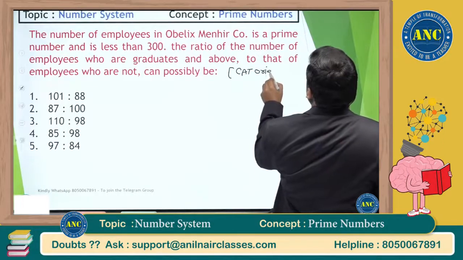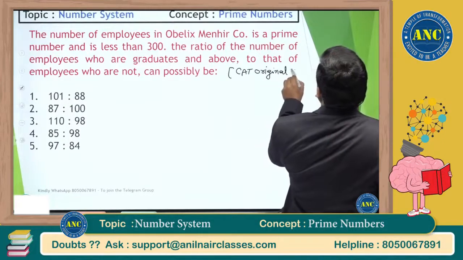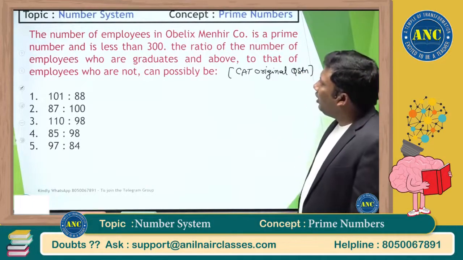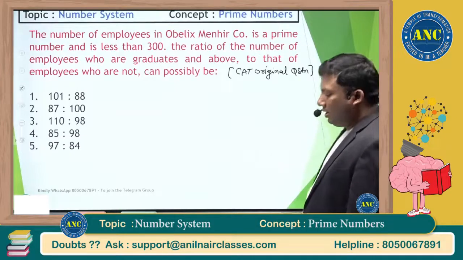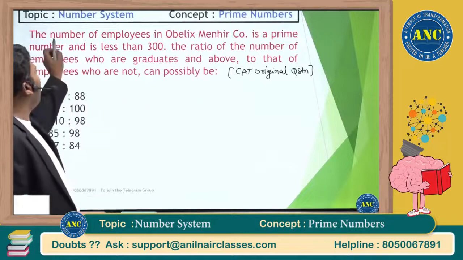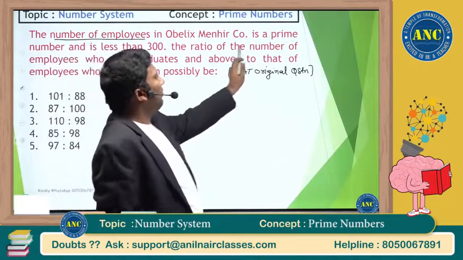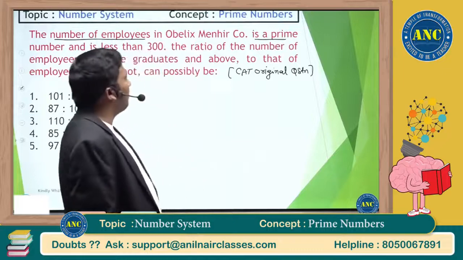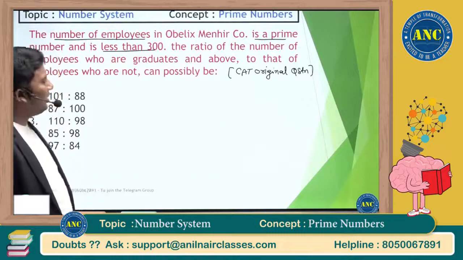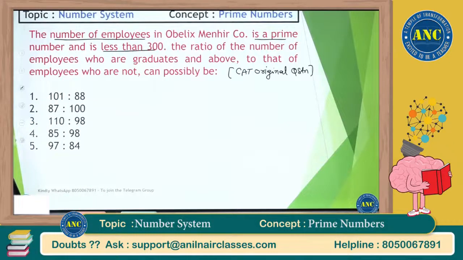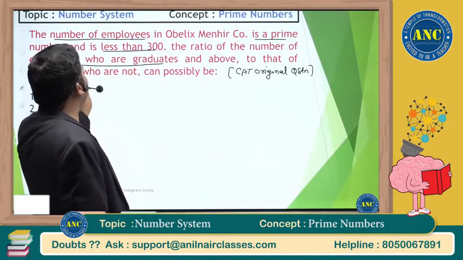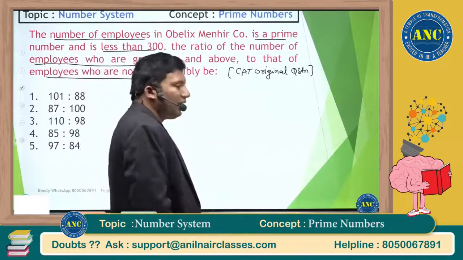Please read the question. CAT original question. Number of employees in an Oblix Menhir company. There is a company by name Oblix Menhir company. Number of employees is a prime number. The total number of employees in this company is a prime number and it is less than 300. First statement is clear. The ratio of the number of employees who are graduates to that of employees who are not can possibly be.